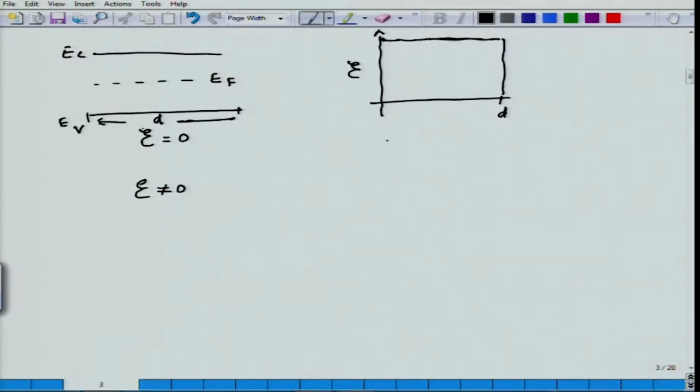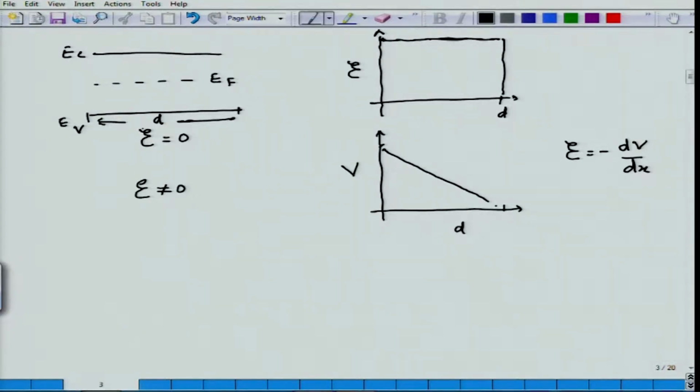And if the field is constant inside the semiconductor and there is no accumulation of charges anywhere, the material remains neutral throughout. In that case, what is going to be the potential inside this semiconductor? I can get that because electric field is nothing but the negative derivative of the potential, which means the potential here is going to be decreasing linearly throughout the semiconductor.